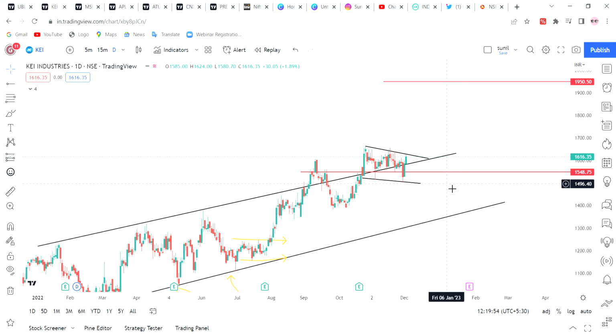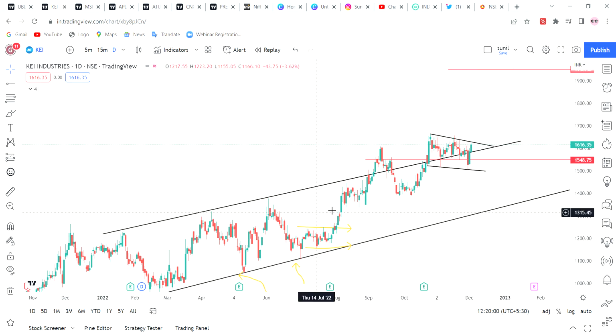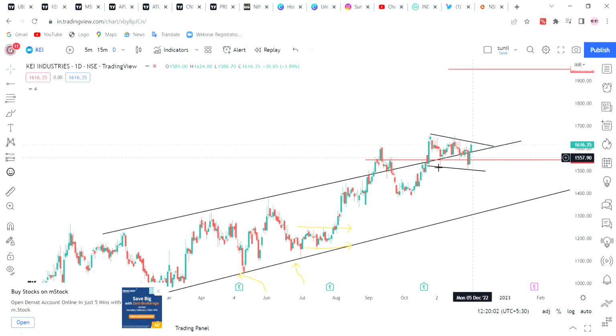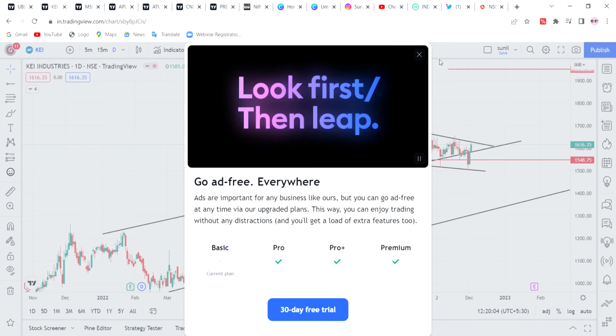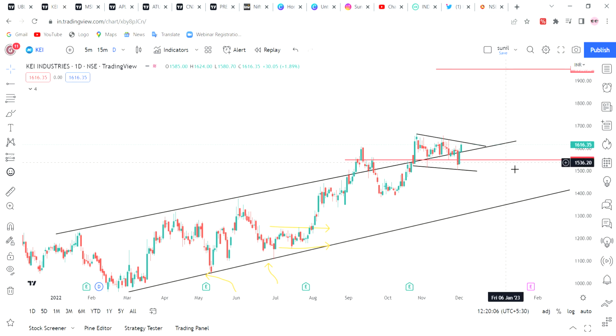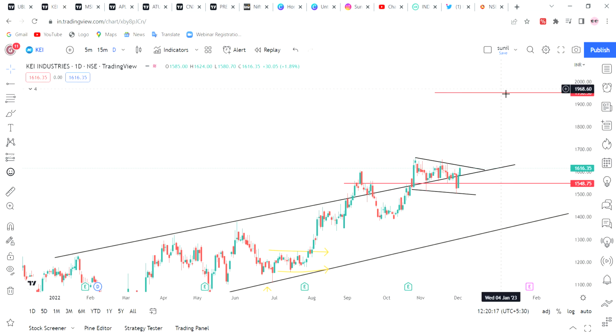But for those who are waiting for the breakout of this flag pattern, and the price closing above this trendline resistance, then our stop loss would be below 1548. Let's take 1530 or 1500. That's it. No more change in our stop loss, and our main target will be 1950 only.